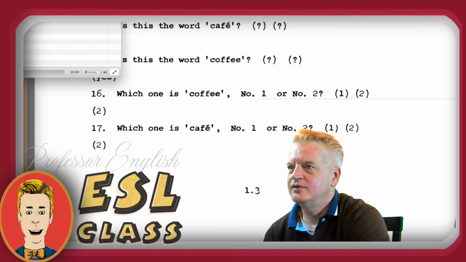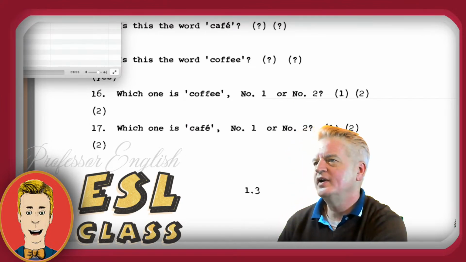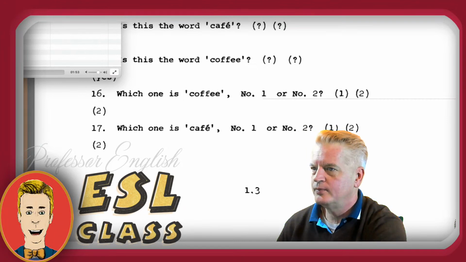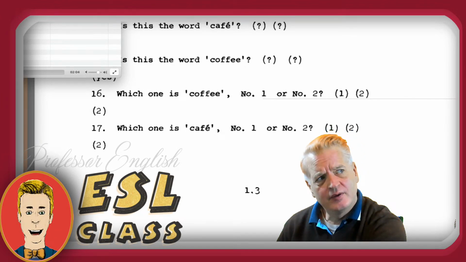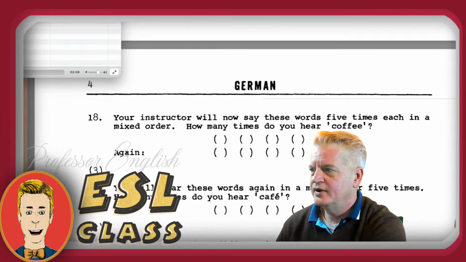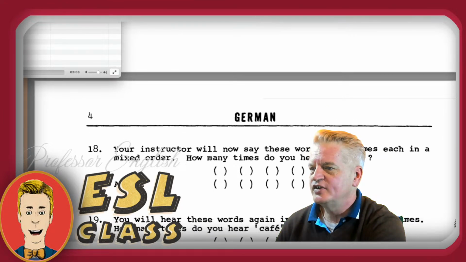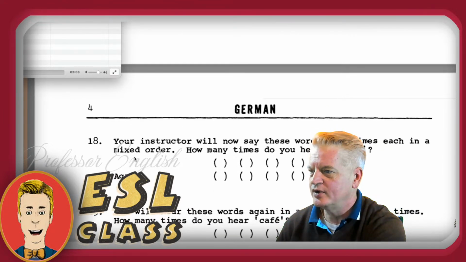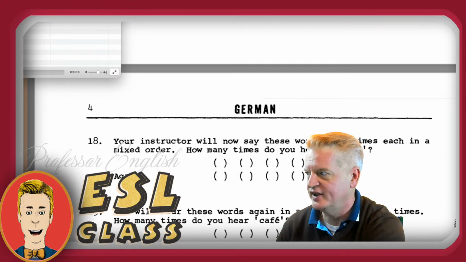Okay, 16. Which one is coffee, number 1 or number 2? 1, 2. 17. Which one is cafe? It's number 2. Okay, number 18. Your instructor will now say these words 5 times, each in a mixed order. How many times do you hear coffee?